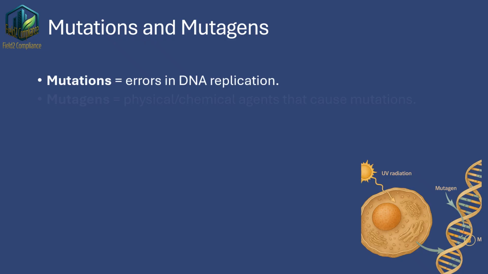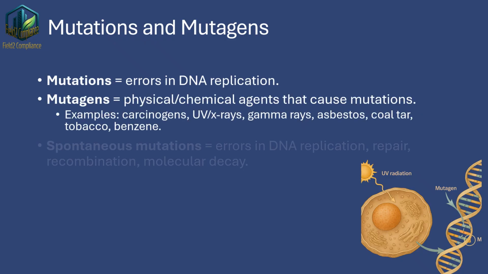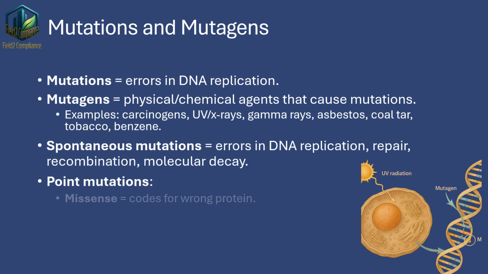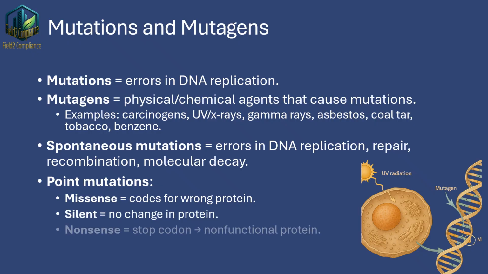Mutations are simply mistakes in DNA replication. Mutagens are outside agents like radiation, chemicals, or tobacco that trigger these mistakes. Sometimes mutations happen spontaneously just from errors in DNA repair or molecular decay. Point mutations are key. Missense changes the protein, silent mutations make no difference, and nonsense mutations stop the protein short and render it useless.